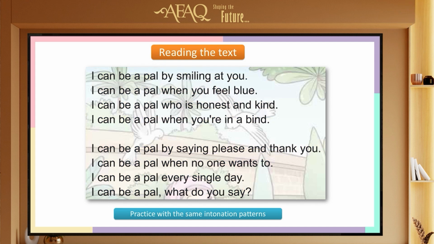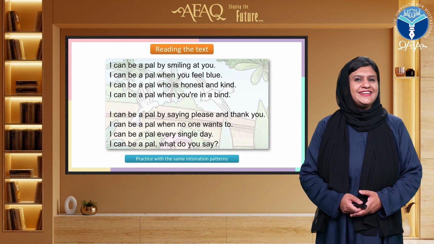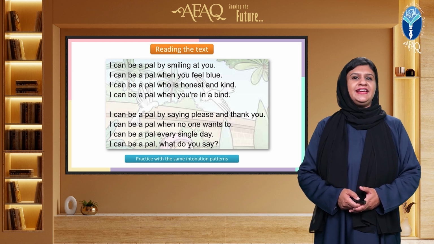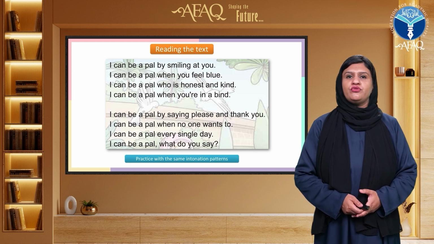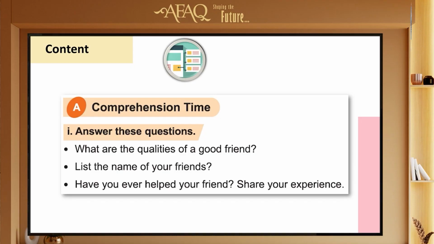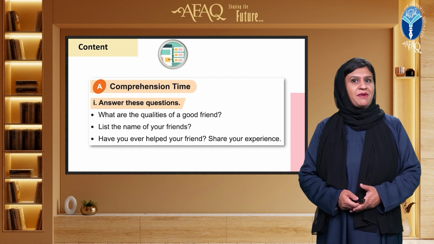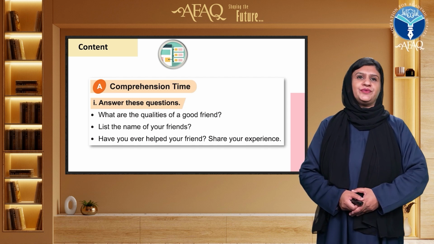Practice with the same intonation patterns with your teacher. Dear kids, I hope you have enjoyed the poem. Let's see what comes next. We have some questions over here. Let's answer them. What are the qualities of a good friend? This poem has some qualities. Pick them up and write them as an answer.